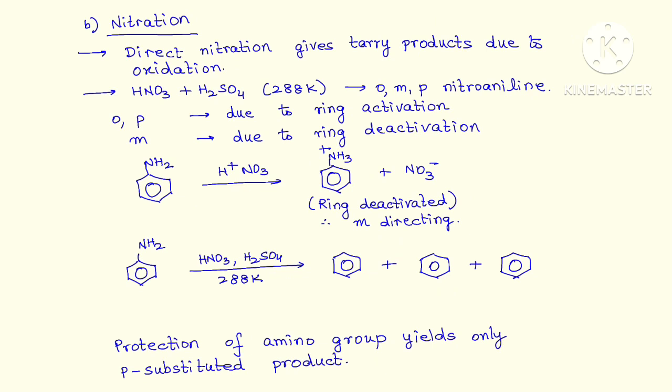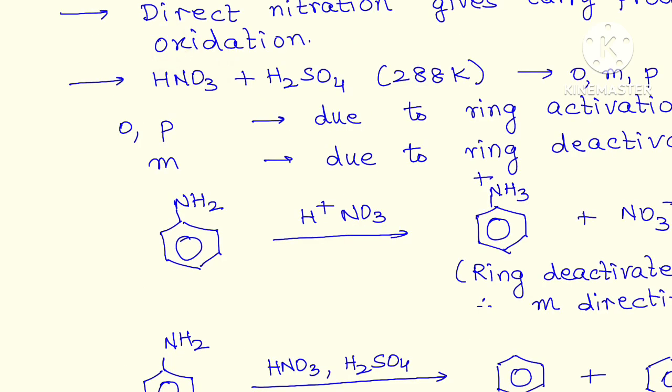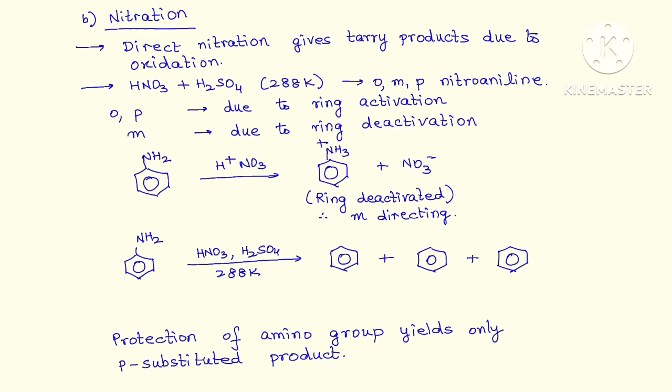Next, electrophilic substitution, nitration. Now we know that NH2 group is highly ring activating. So if we try to nitrate it directly using nitric acid, now nitric acid also is a very strong oxidizing agent. So what will happen is it is going to give us a lot of tarry products, a lot of side products because of the oxidation that will take place. If I carry out nitration using concentrated HNO3 and concentrated H2SO4 at 288 Kelvin, interestingly again, because of the ring activating effect of the NH2 group, I'll get the ortho-para products.